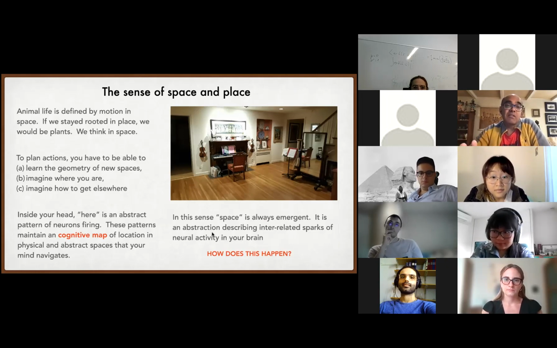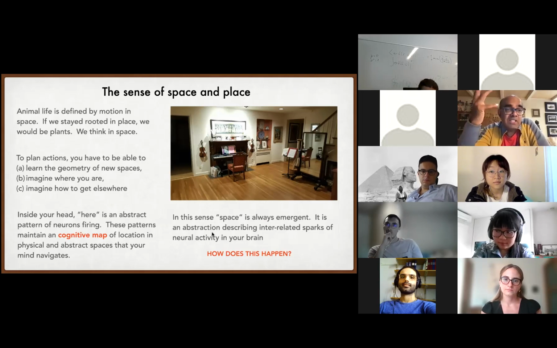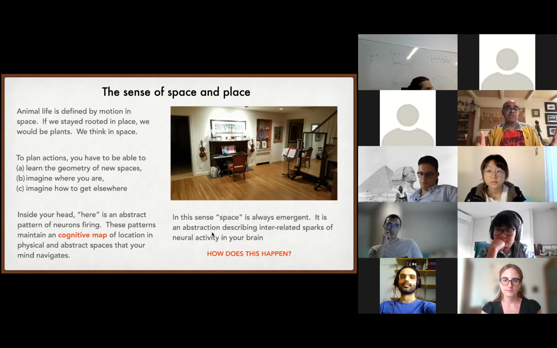space is an abstract thing. Animal life is completely defined by motion in space. If we'd stayed rooted in space, we'd be plants, and we aren't plants. So we think in space, and to plan actions, you have to learn the geometry of spaces, imagine how to get there, and imagine where you are at any given time. But compared to, for example, these Cartesian maps, inside your head any given location is basically an abstract pattern of neurons firing. Some pattern of neurons fires, and that's here. In this sense, the patterns inside your head maintain what's called a cognitive map of your location. That's inside your head, and your mind is able to navigate this.